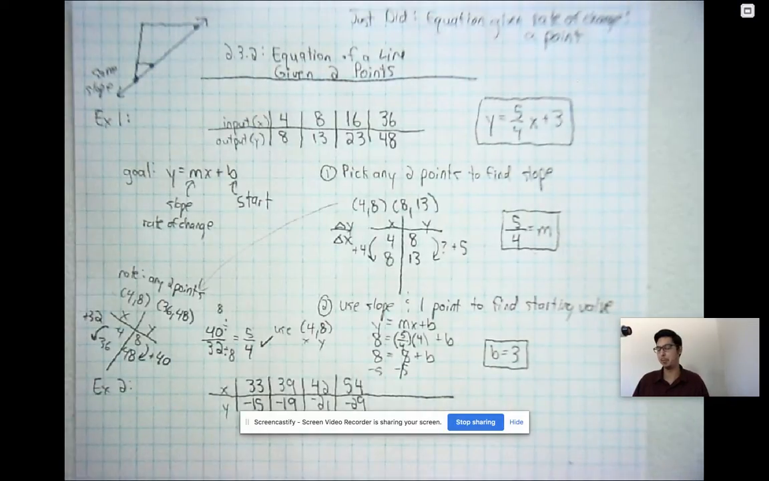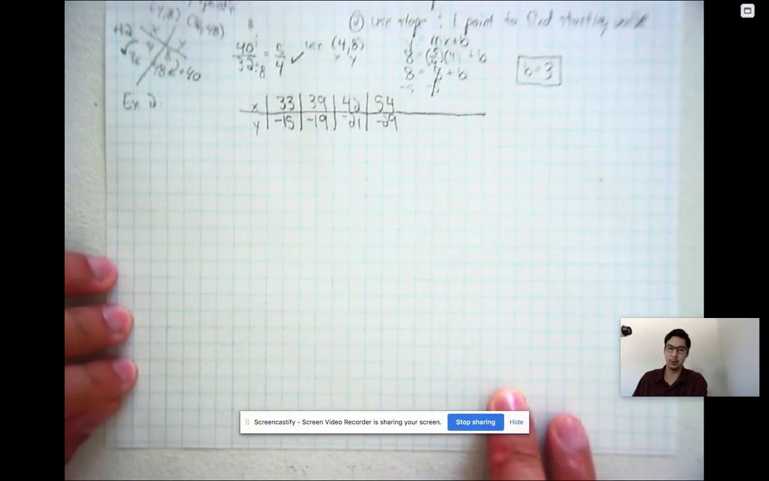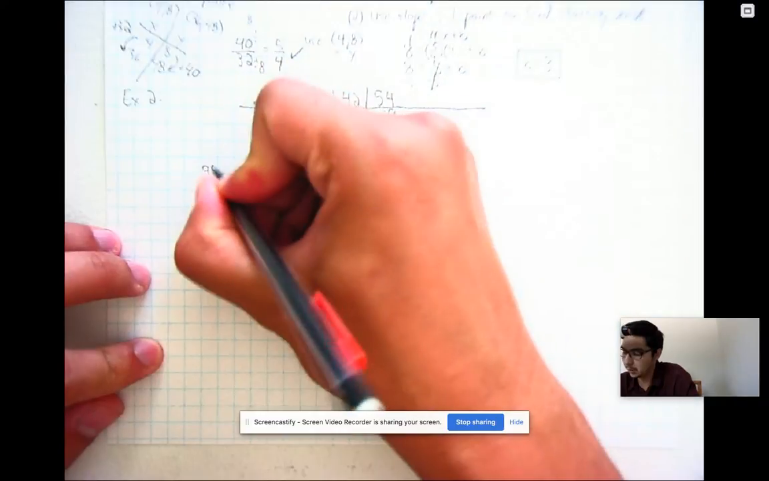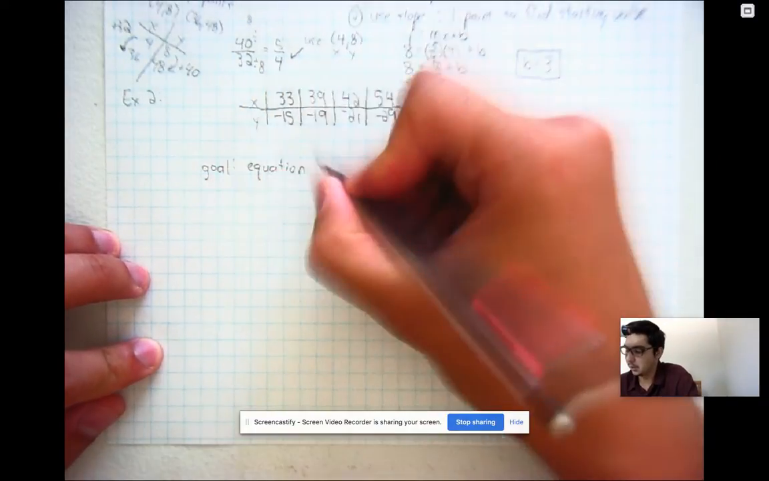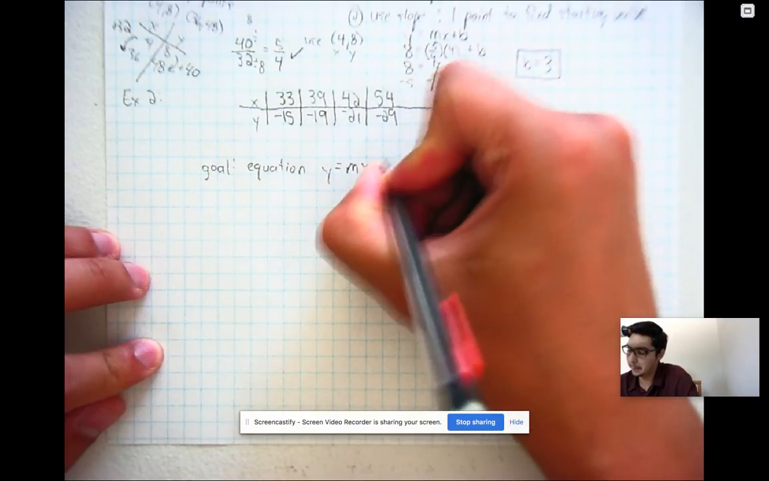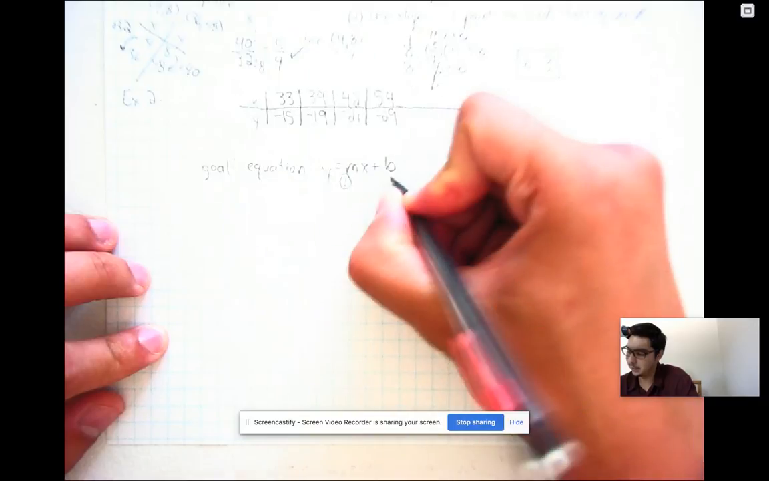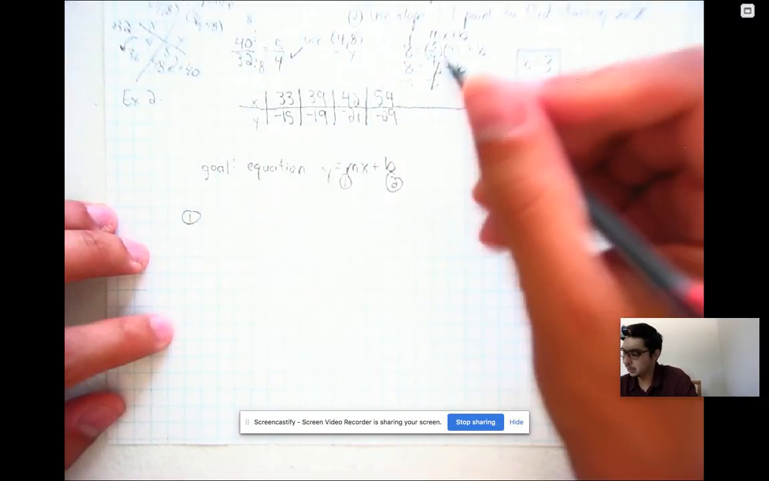Okay. Let's look at example 2. Give you one more problem and keep this video short. So now we have a table of values, and again, the goal is what's the equation? And y equals mx plus b here. Right? So what we need to do is find the m, and find the starting value.